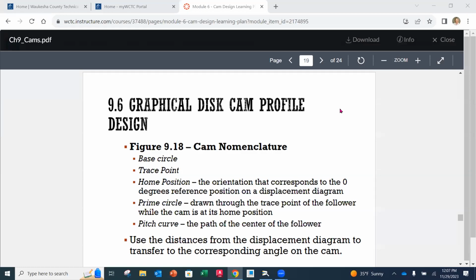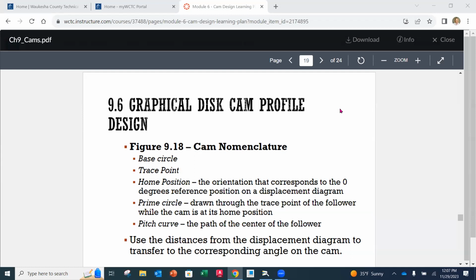Okay, so we're going to continue where we left off the last time, and that's going to be in section 9.6, which is looking at the graphical disc cam profile design. So this is where now we're going to use that information from the displacement diagram. We looked at creating the profile on a displacement diagram in the beginning of this chapter, looking at how the follower has to move. Now what we're going to do is actually create the profile of the cam from that.